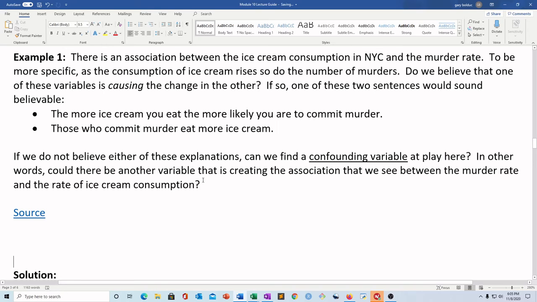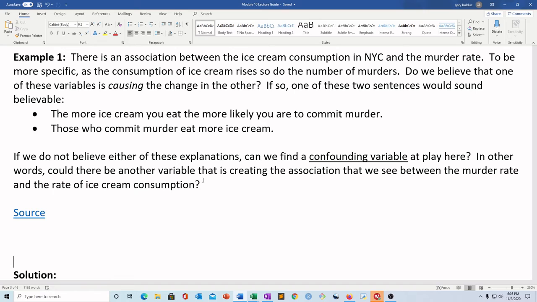All right, let's look at example 1. Example 1 is talking about an association between ice cream consumption in New York City and the murder rate. What we've seen, and this is something you can look up, I included one source, but you can find many sources on this, and this doesn't just happen in New York City, is that in the summer months, when people are eating more ice cream, there often are also a larger number of murders in the area.